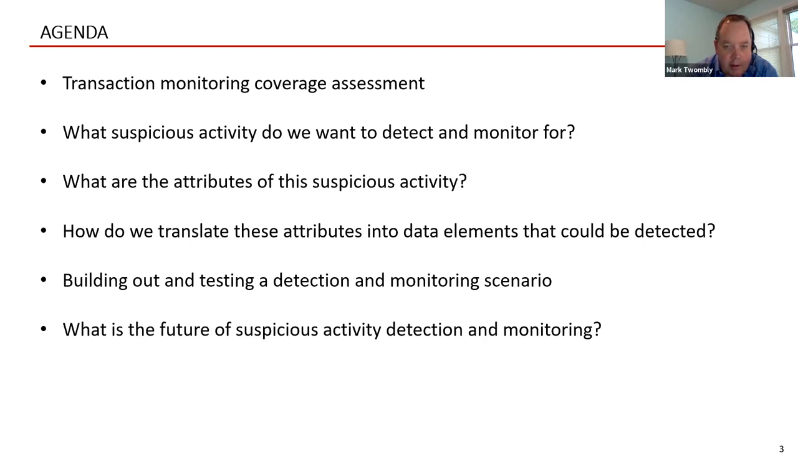What would we want to be looking for? And then I'm going to hand it off to Priyank. And from there, Priyank's going to talk about, all right, we've identified the attributes that we're interested in. How do we translate these attributes into data elements that we can maybe detect or monitor for? And then he's going to talk about building out and testing a detection and monitoring scenario. And then he'll wrap up with what is the future of suspicious activity detection and monitoring.